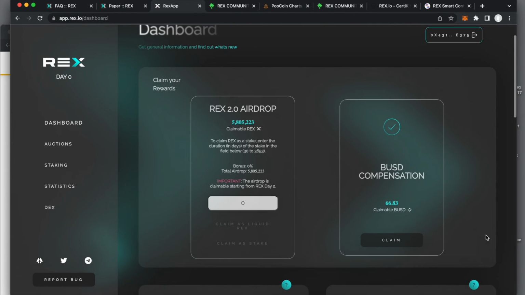You can see here the Rex airdrop assignment for this wallet is going to be 5.8 million Rex. And the BUSD compensation, which we were just talking about, is currently at $66.83. I think my total that I can claim from this wallet will be a lot more than that, but it's coming in just as fast as the contract itself is earning funds.